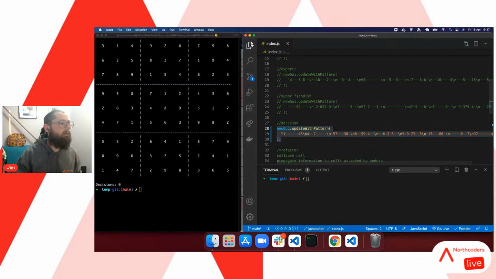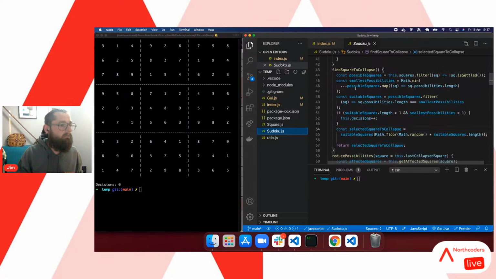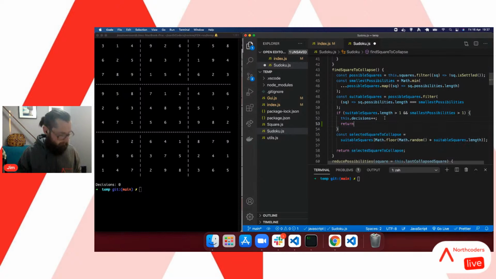Save, and let me just open up, where's the code where it might make a decision. So it's going to collapse the next wave here. It's going to find this here. This is where we find out the decisions. So I'm going to pause it and save this so that we can see when it makes a decision, we can stop it and I can show you the derived information that we could do that I haven't yet programmed.